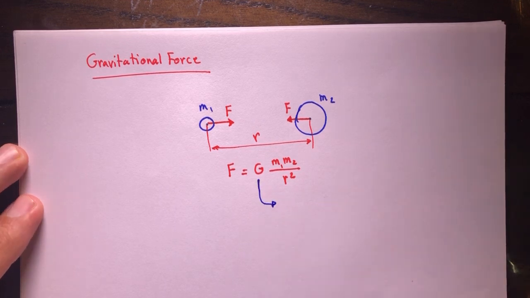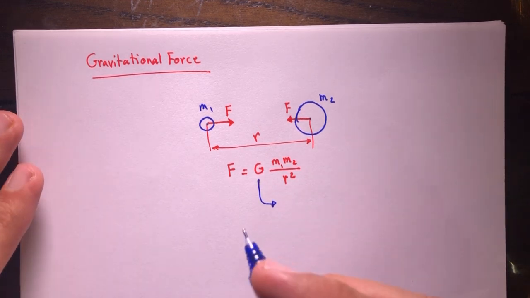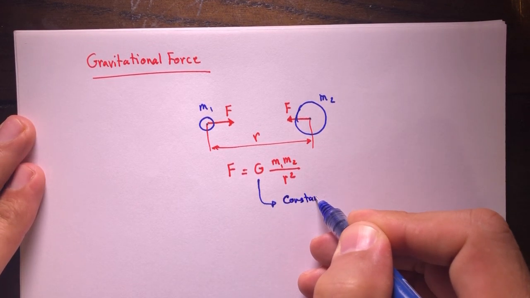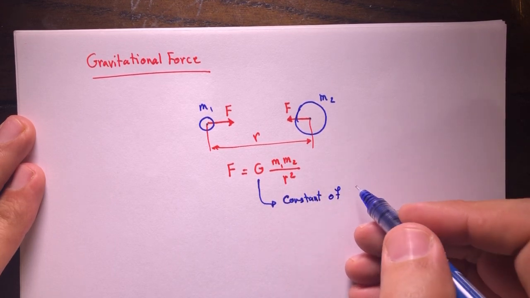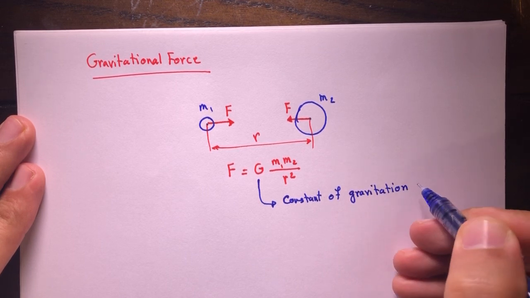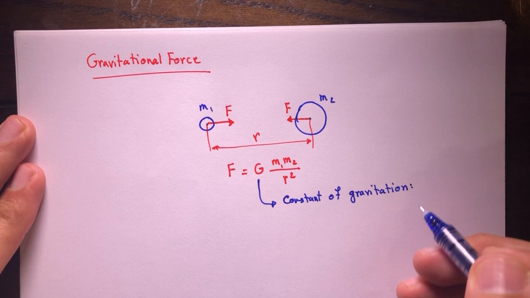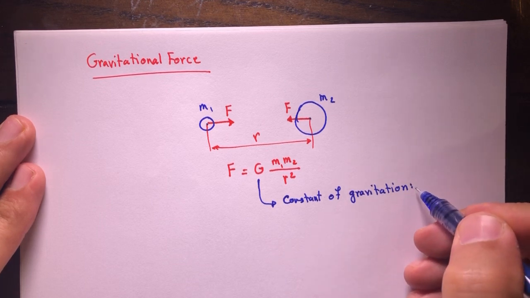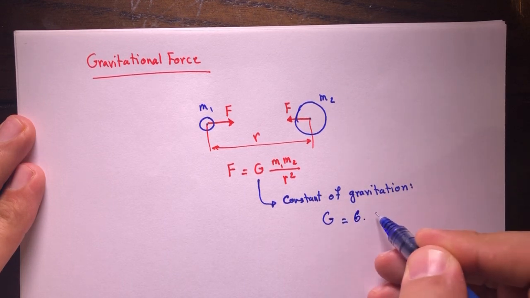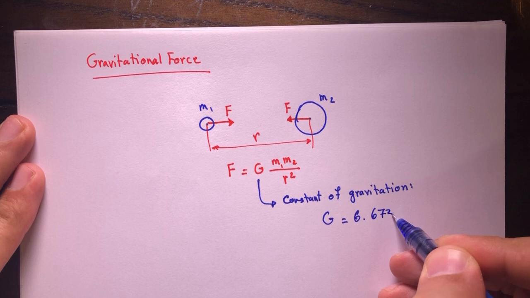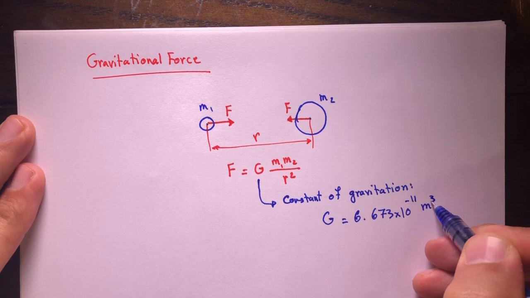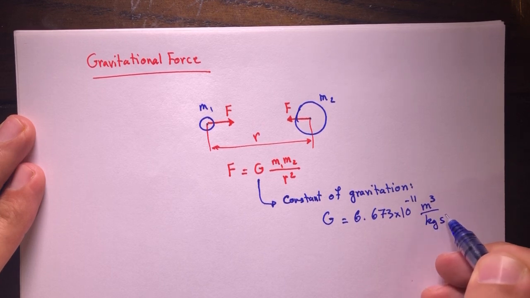But after doing a lot of careful experiments, centuries later, people found this G, which is the constant of gravitation. The reason they didn't find it easily, and it took a lot of time, is that it's a very, very small number. It is 6.673 times 10 to the negative 11 meter cubed divided by kilogram second squared.